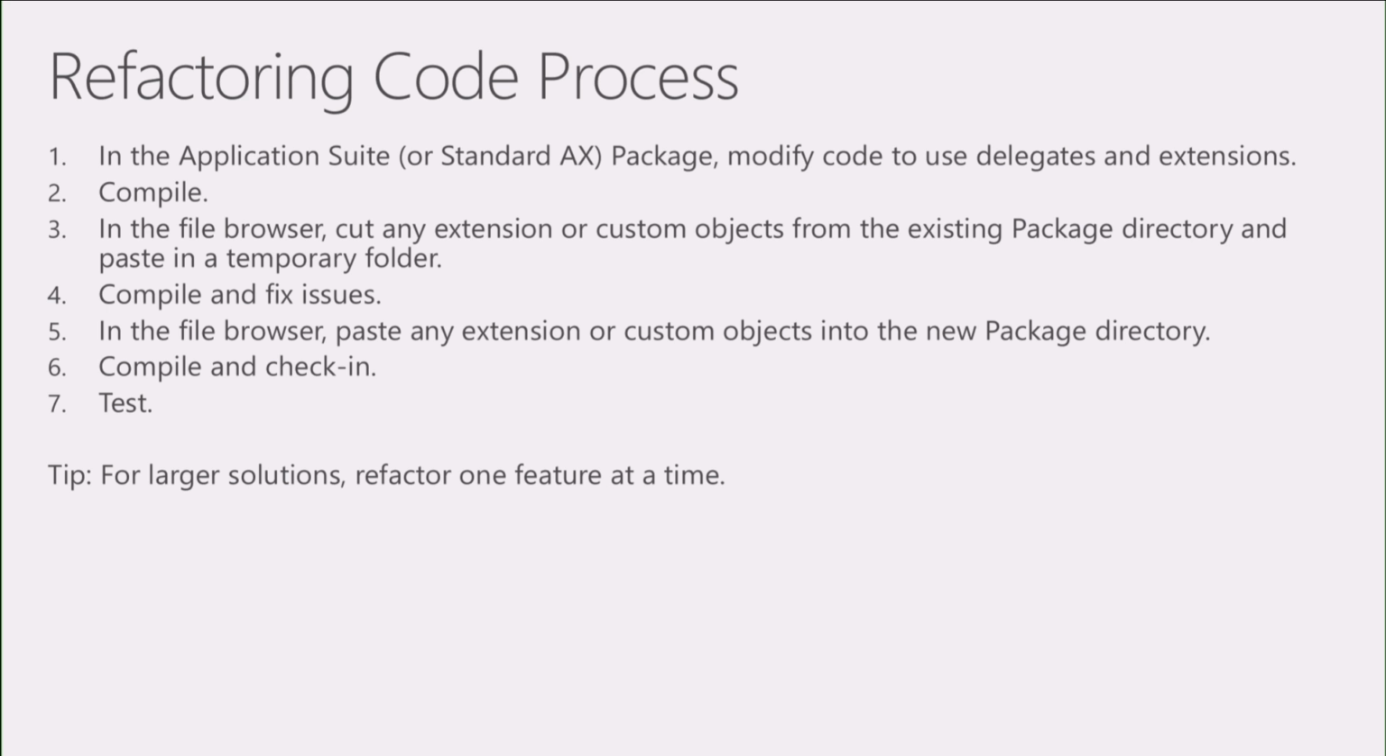Then once you get the application suite to compile, you paste all of these objects back into your package directory. And at that point, you should be able to compile again. Now the compiler knows the objects are back, but that they're in this other directory. And then, of course, you go through the testing process.